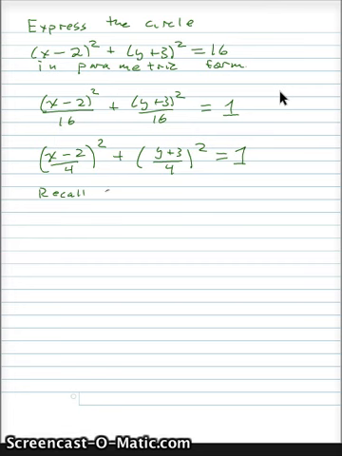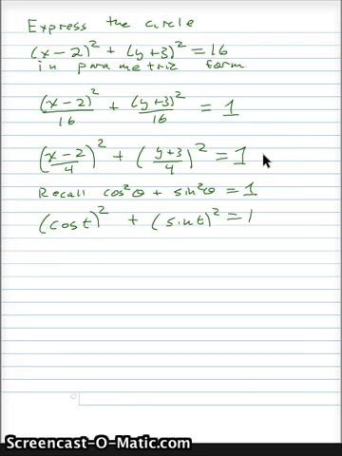What do we need to remember? Our basic identity from trigonometry, cos squared theta plus sine squared theta equals 1, which will recognize this form sort of looks like that. Using our other notation, I'm going to say (cos t) quantity squared plus (sine t) quantity squared equals 1. So (x minus 2) over 4 will be cos t, (y plus 3) over 4 will be sine t to get those to match, as we see here. And then we're going to be able to solve for x and y.